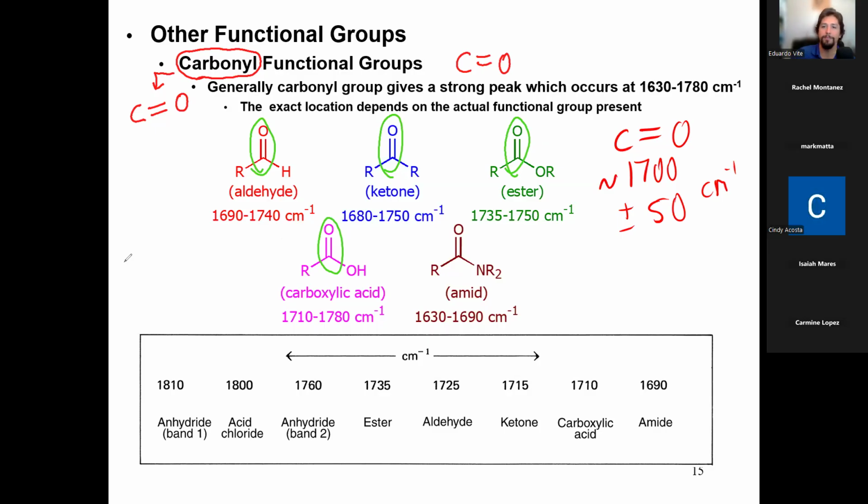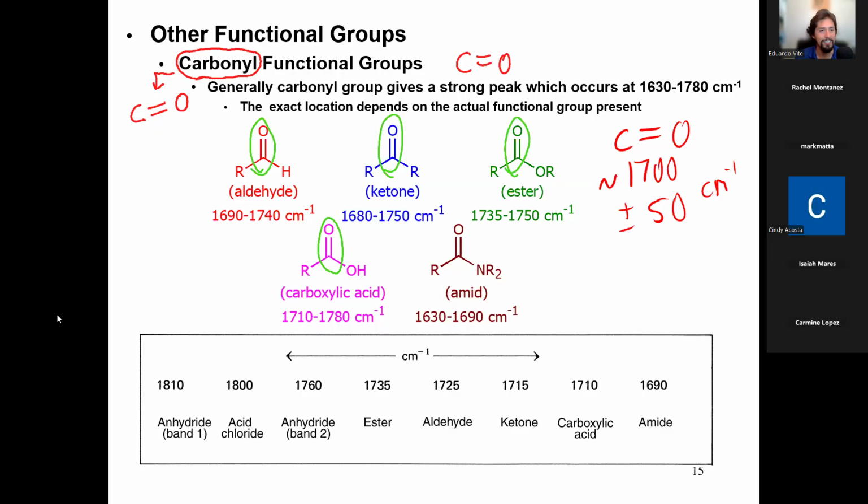The carbonyl is a big deal. If you eliminate the possibility that you have a carbonyl, you have eliminated about 50% of the functional groups, and you're much closer to a correct answer. So this peak is very important. It points you in the right direction.